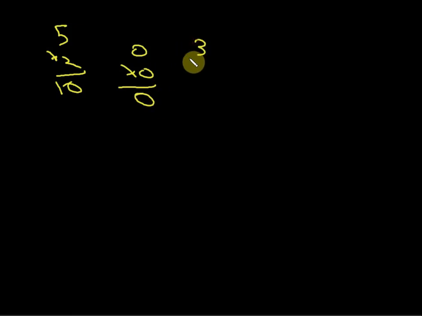So next we have 5 times 2, which is 10. 0 times 0 is 0. 3 times 0 is 0. So if you're getting the drift, anything times 0 is always going to be 0.